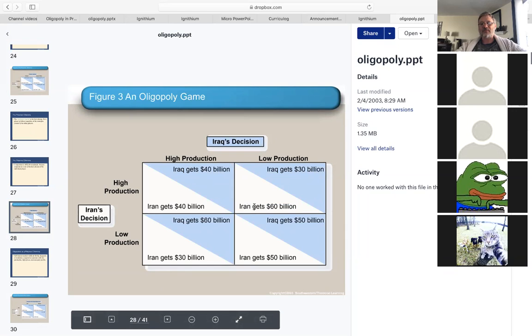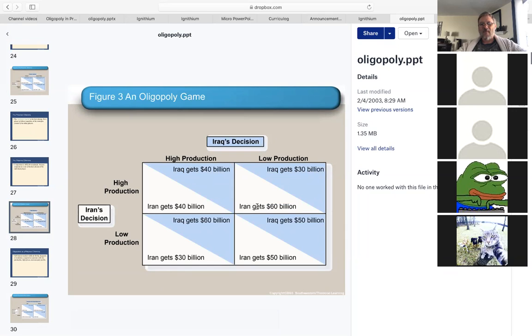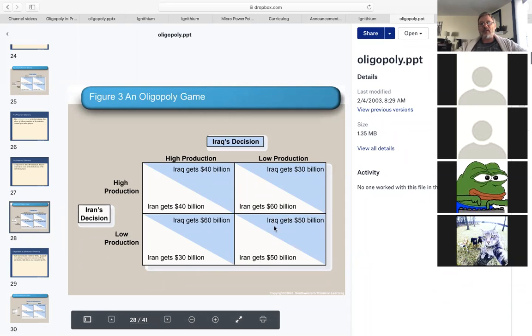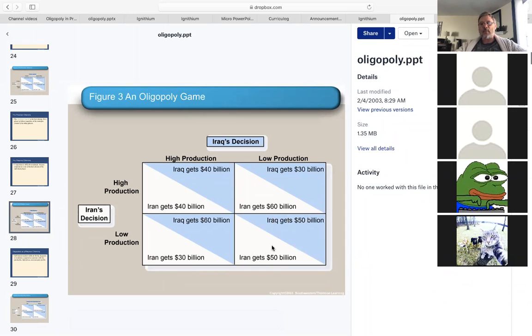Oh, so in this graph, which one will be the best? Probably Iraq with low production and Iran low production, right? Yeah, that would be the monopoly, cooperative, the cartel solution that would be best.